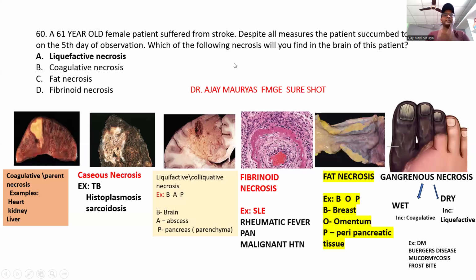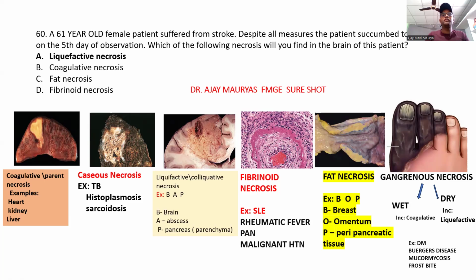We have a total of 6 types. The first one is coagulative or parenchymal necrosis. They will also give images you have to identify, guys. Examples are the heart, kidney, liver. Next one is caseous necrosis, which is cheese-like. Examples are TB, histoplasmosis, sarcoidosis.